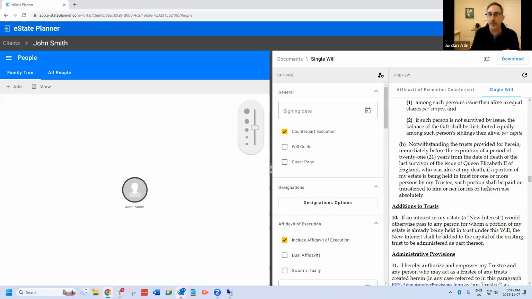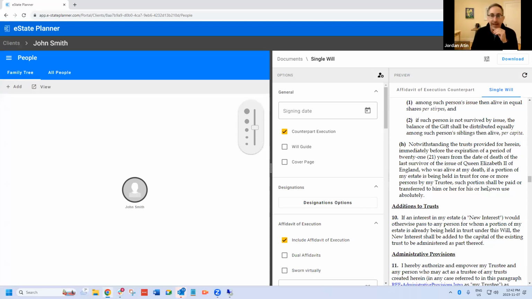Change it to his issue. We don't want a man as the life in being to determine the period, because men can have descendants that they don't know about. And so we typically pick the Queen of England. And we know, okay, who's the last survivor of her issue? Well, we know who her issue are, right? And so we can figure out from there.